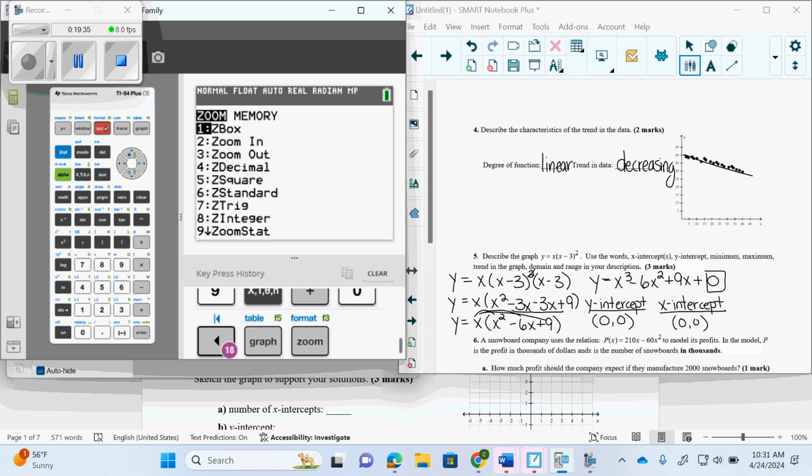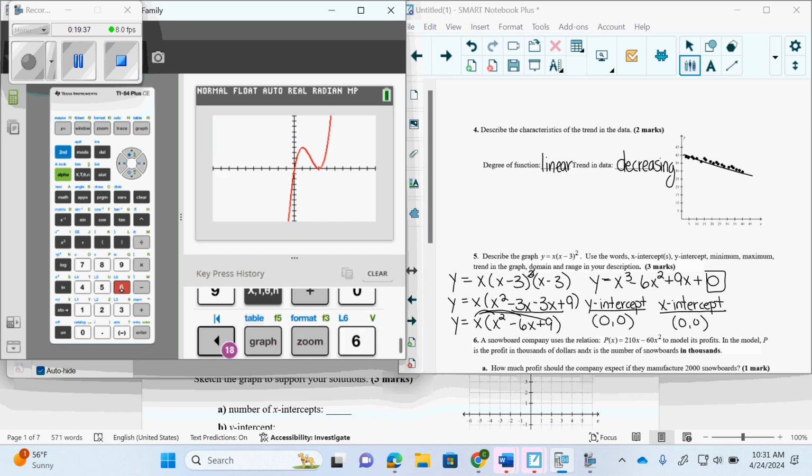And I'm going to go zoom 6 to set it back to my standard window. So you see how it drew it on top of each other? If you have them both as thin lines, it'll draw a thin line and then a thin line over top, and you'll never know which drew the other one. So that's why I always make it thicker. All right, let's answer some questions.